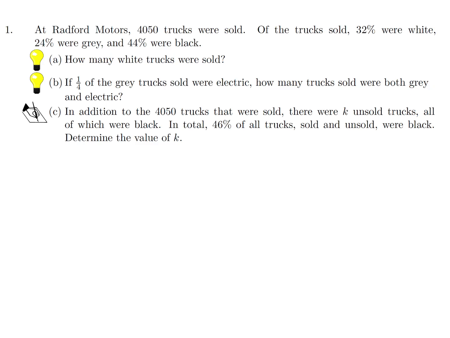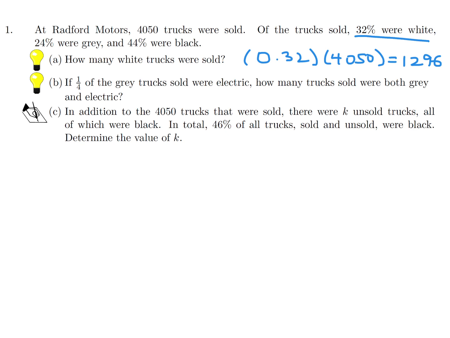At Radford Motors, 4050 trucks were sold. Of the trucks sold, 32% were white, 24% were gray, and 44% were black. How many white trucks were sold? Okay, very straightforward. White trucks is 32%, so it would be 0.32 times the total number of trucks, which is 4050, and that is 1296.